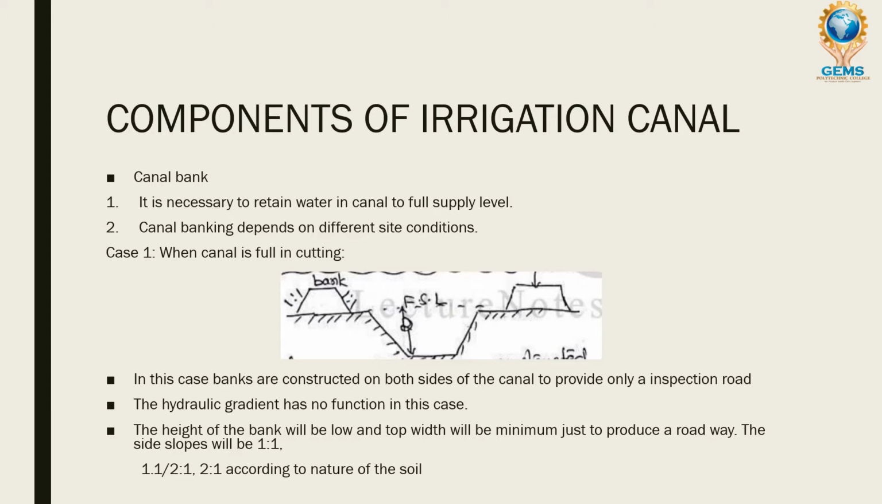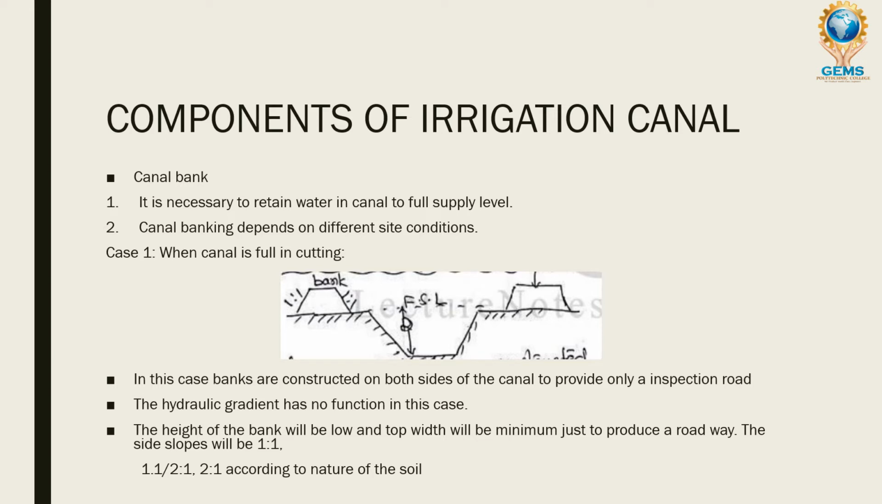The second point is that the hydraulic gradient has no function in this case. The hydraulic gradient you are maintaining here does not have any function at all. You are just going to store the water up to the maximum level of the bank. That is the procedure for the canal bank, where you are going to retain the water.